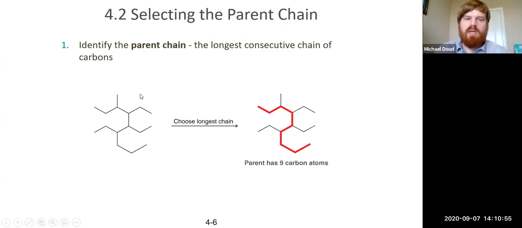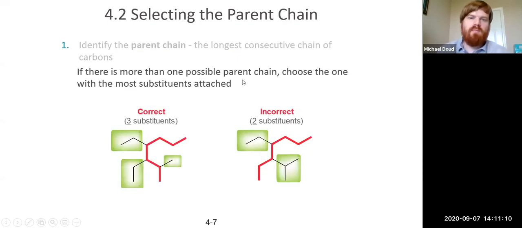Don't worry about how it's written down on the test. I'm going to be trying to trick you, in the lecture assessments and all of that, by hiding that longest consecutive chain, so my advice is just don't be tricked by me. Now, it is possible that as you go through it, there's more than one possible chain that's the longest. If you choose between two separate possibilities, you want to choose the one that has the most substituents attached to it.